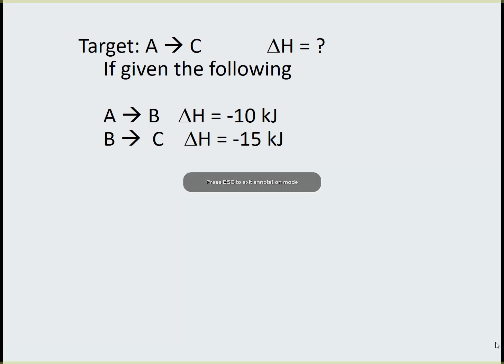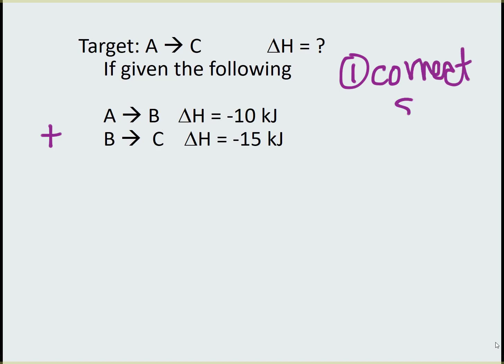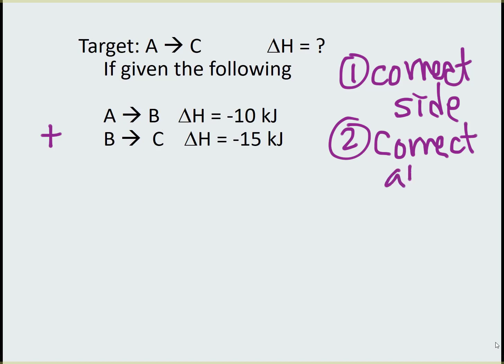This is a very simple example of Hess's law. So I have a target equation, A yields C, and I need to find out what the delta H is. And I'm given 2 equations to work with. So my first equation is A going to B, and my second equation is B going to C. So we want to be able to add these up so that they will equal A going to C. So how I do this is I ask myself 2 questions. First of all, is it on the correct side? So we are going to look at each of the species in our equation and make sure that they're on the reactant side or the product side to match the target equation. The second question I'm going to ask, is it the correct amount?